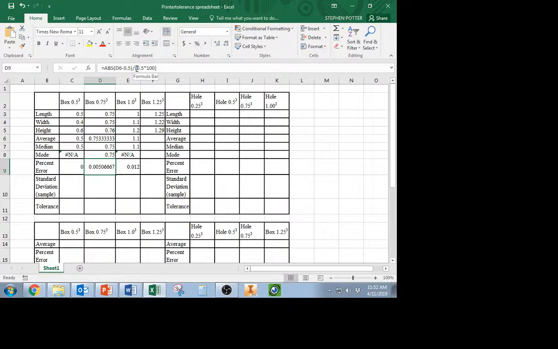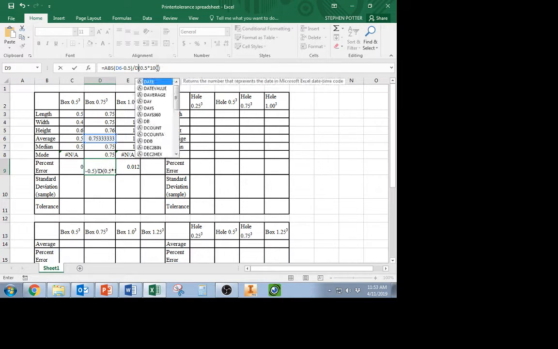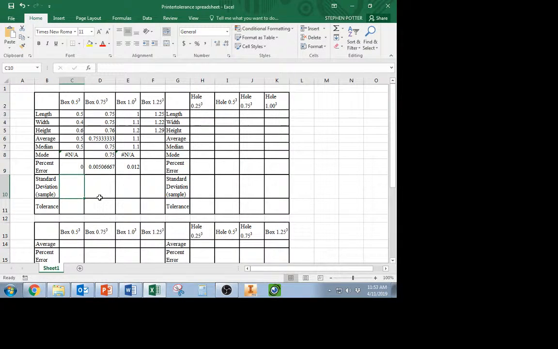But it looks like the parentheses are needed around this part of the equation. So the accepted value times 100%, that's going to need parentheses around it. There must be some order of operations thing that I'm not quite seeing there. But anyway, if we put parentheses around this bottom half, we get an answer that looks a little bit better. So let's see, oops, let's get rid of that. There we go. Okay, now on to standard deviation.